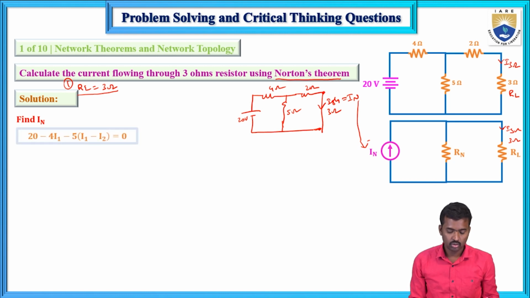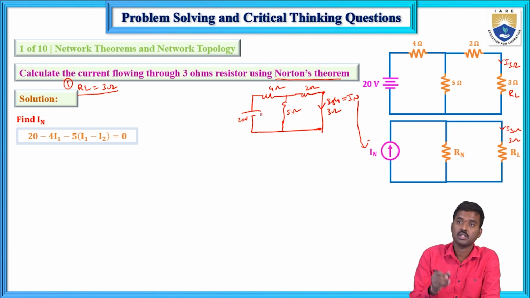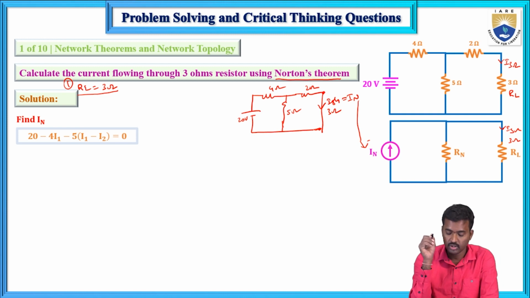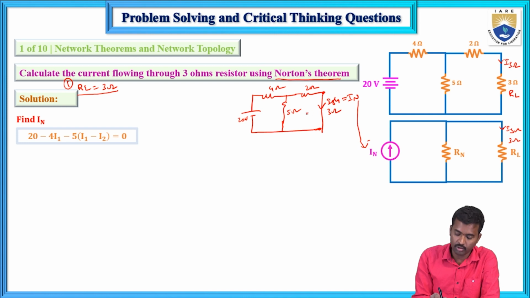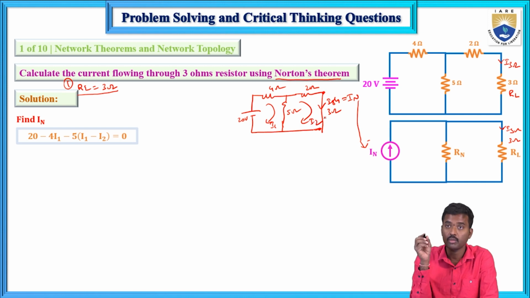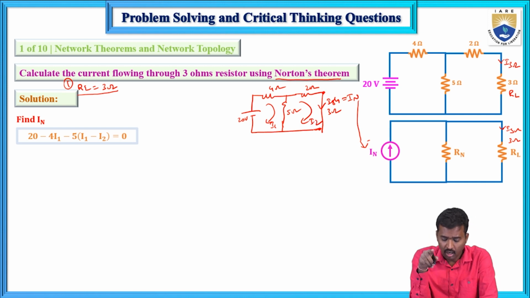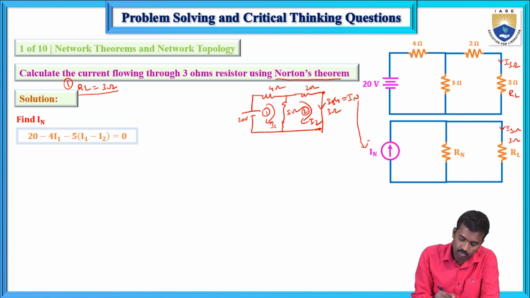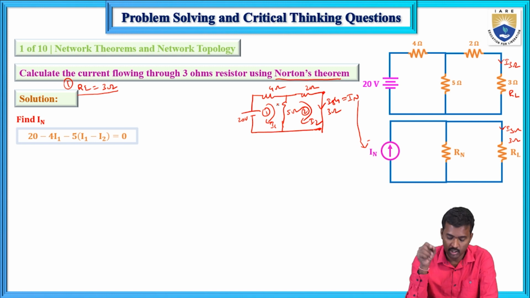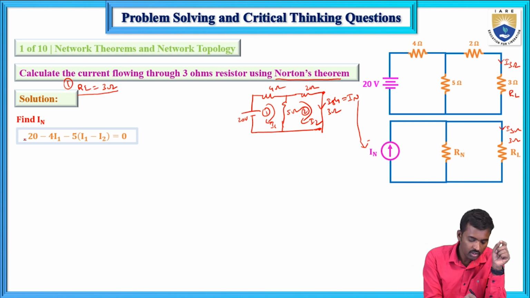How will you calculate that short circuit current? This short circuit current can be calculated using mesh analysis. This is I1 and this is I2. What are the steps? Determine the possible number of meshes and assume the mesh currents I1 and I2 in the clockwise direction: mesh 1 and mesh 2. Apply KVL in each mesh. In mesh 1, 20 is the rising voltage, minus 4 I1 and minus 5 into (I1 minus I2). This is equation number 1.